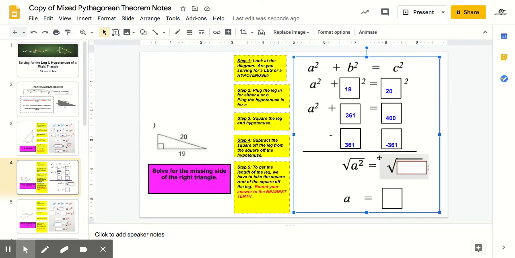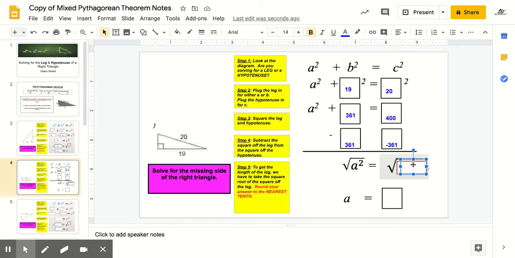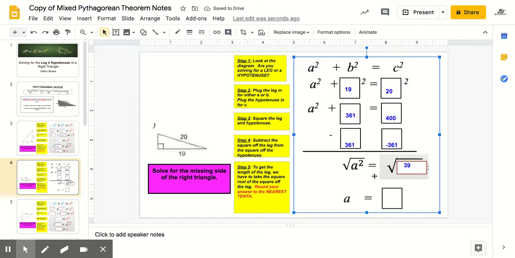Okay, I didn't write it out, that step right here. I already wrote the square root for you, but you're just bringing that down. The 361s are going to cancel. Then I have to subtract 400 minus 361, and we get 39. Okay, so now I have a squared is equal to 39.